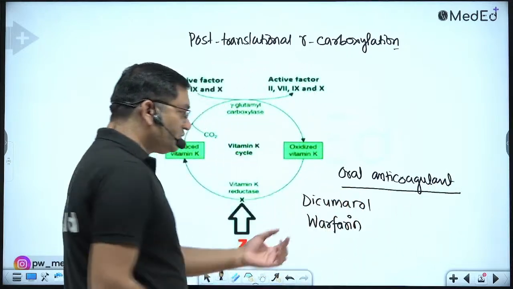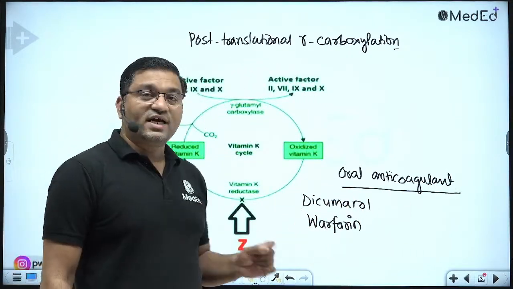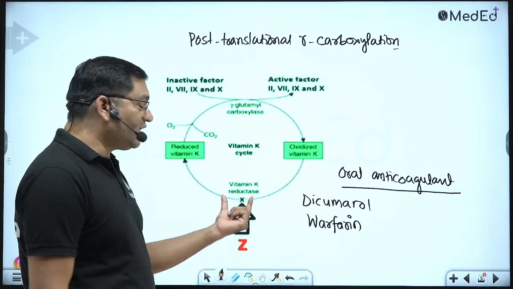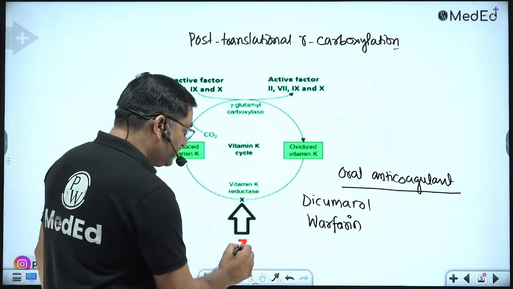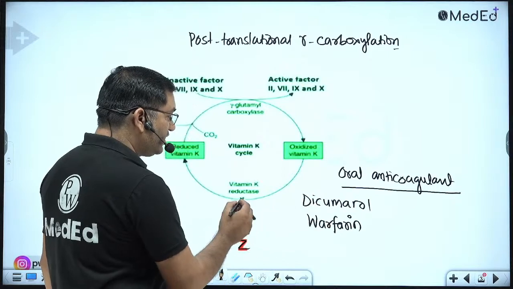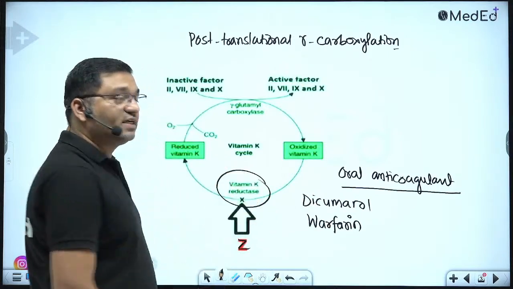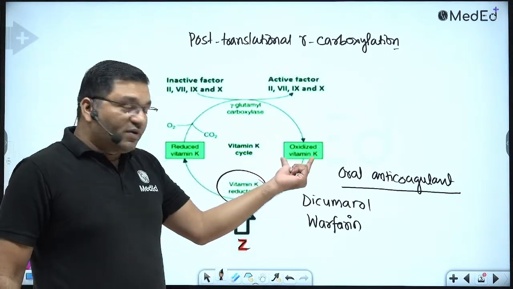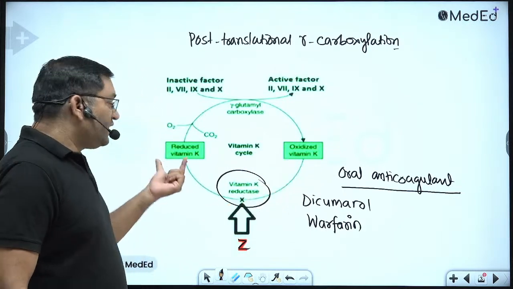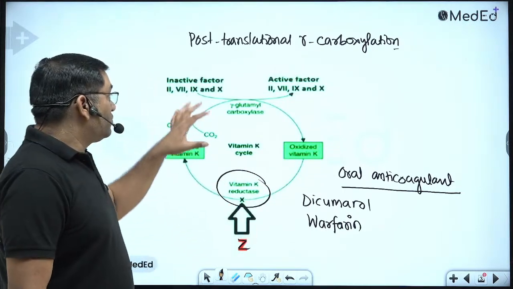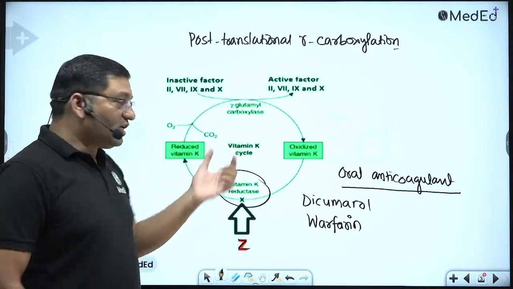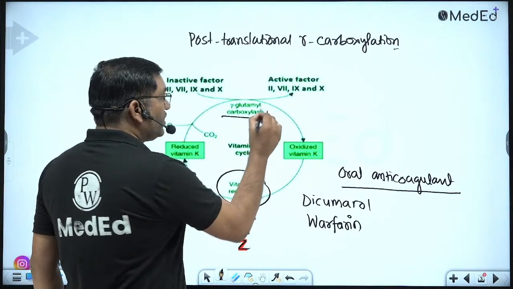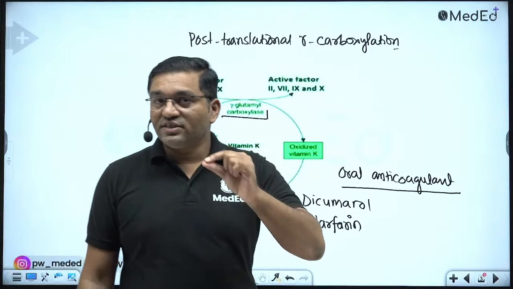They are used in the treatment, dicumarol and warfarin, and they inhibit the enzyme vitamin K epoxide reductase. This is dicumarol or warfarin. It inhibits vitamin K epoxide reductase and prevents the conversion of oxidized vitamin K to the reduced vitamin K. So this is the role of vitamin K. Vitamin K is required for post-translational gamma carboxylation.